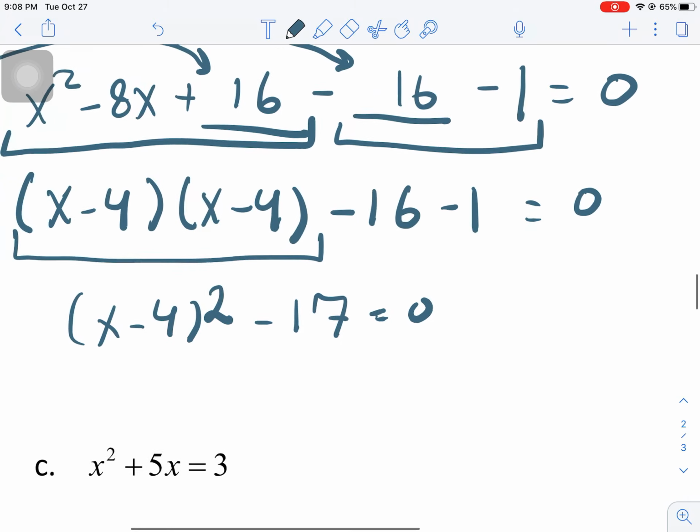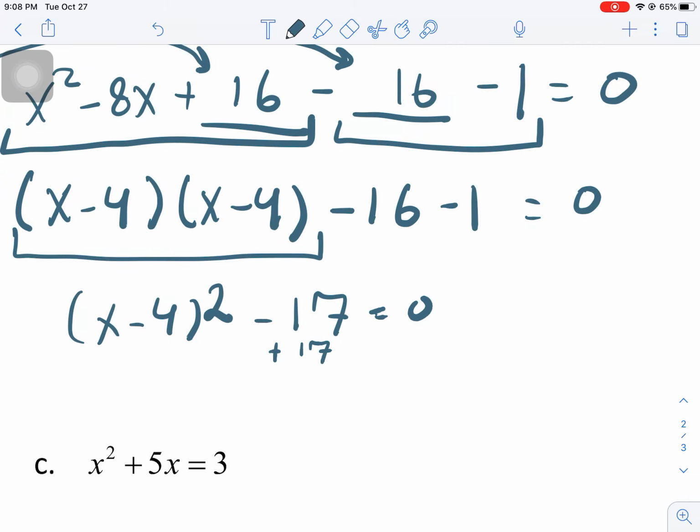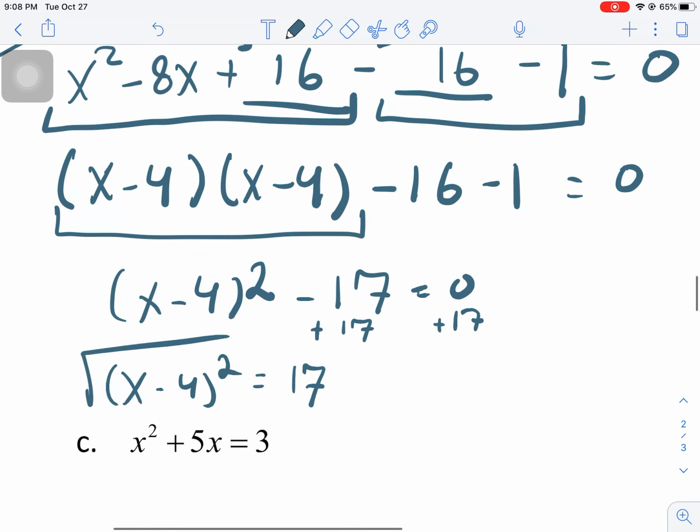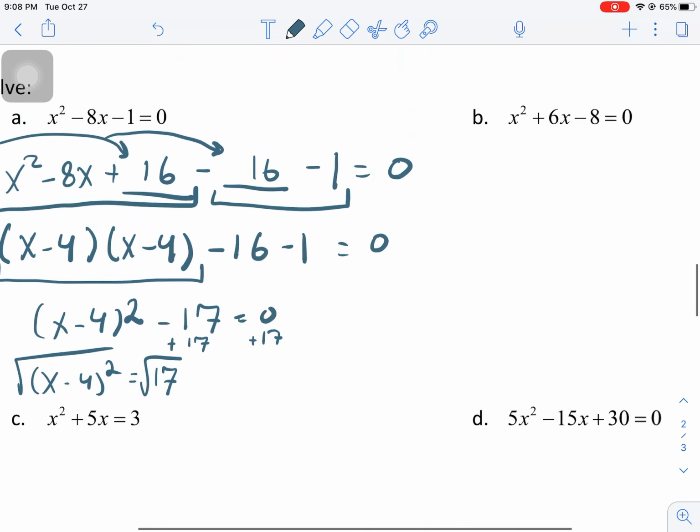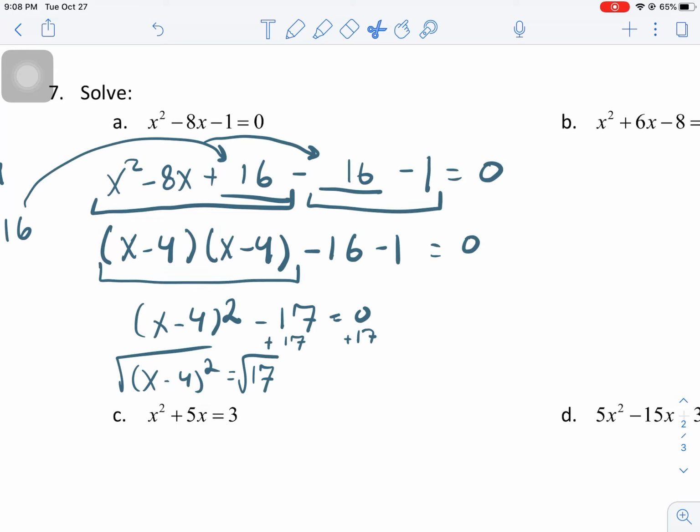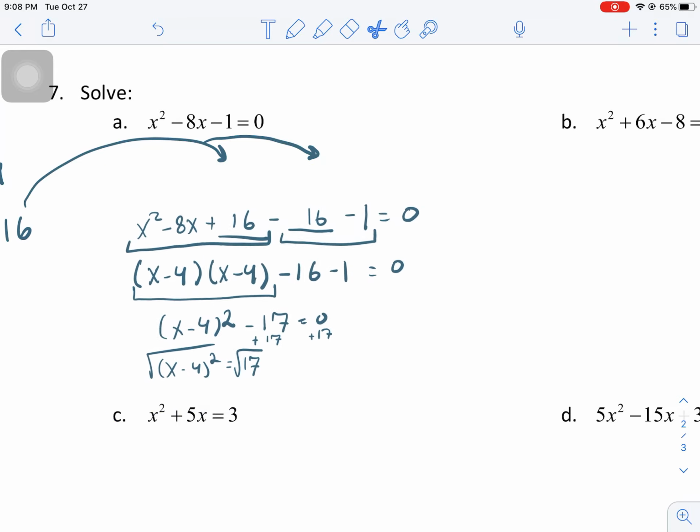Okay, so solving for x. We have an equation set equal to 0, so we can add the 17 to the other side. It's going to give us x minus 4 squared is equal to 17. Now we're going to square root both sides. Run out of space here. Just shrink this down a little bit.